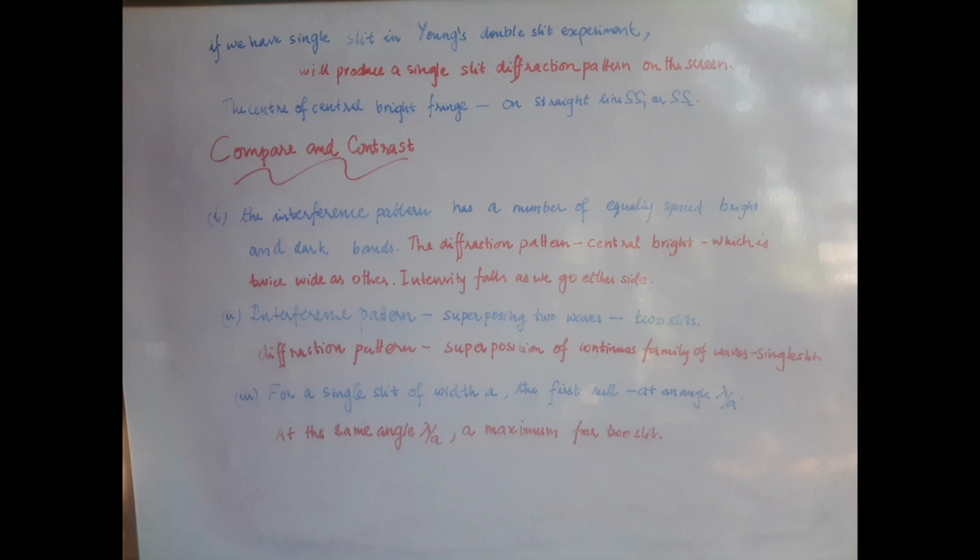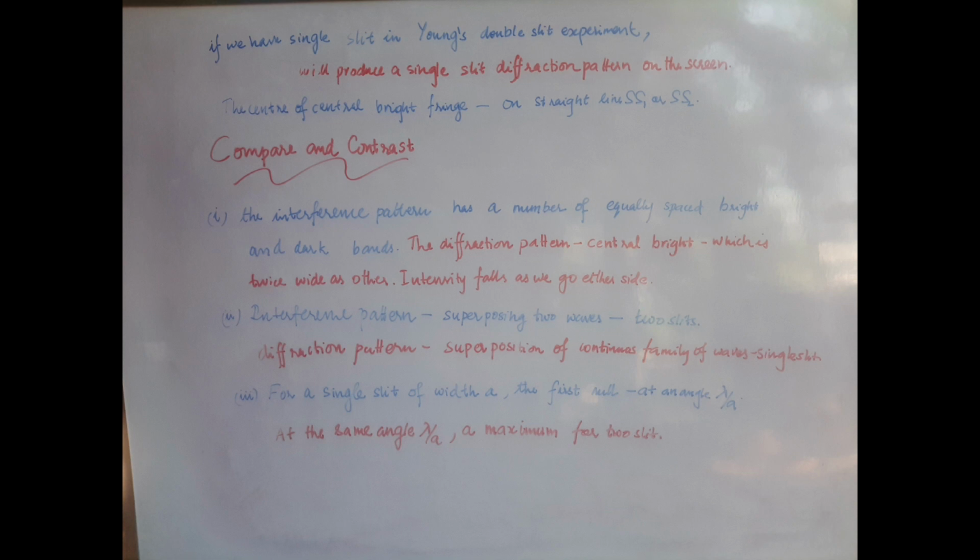Now we compare and contrast the interference pattern with the diffraction pattern. In this first point, we can say that the interference pattern has a number of equally spaced bright and dark bands. In contrast, the diffraction pattern has a central maximum which is twice as wide as the other maxima, meaning the next consecutive maxima, and the intensity falls as we go to the successive maxima away from the center on either side. These are the first point.